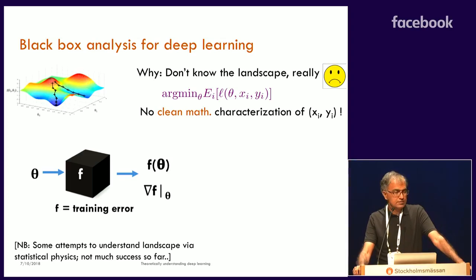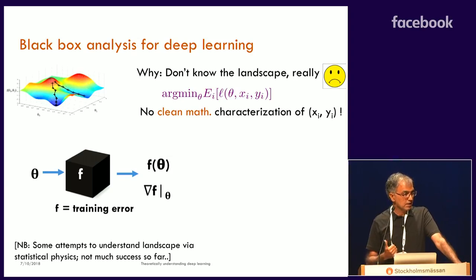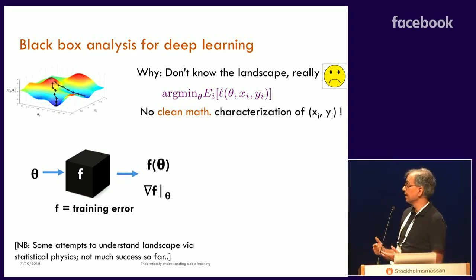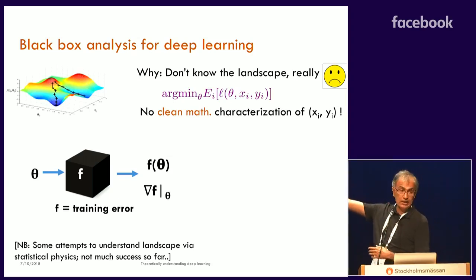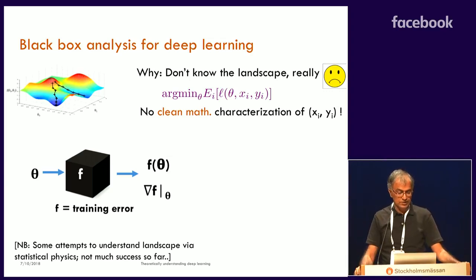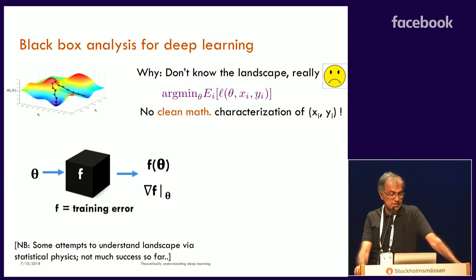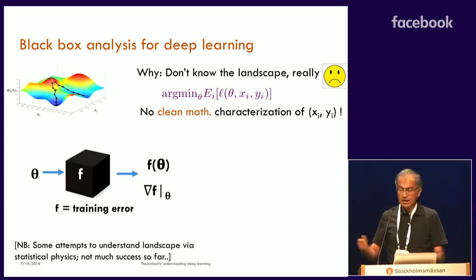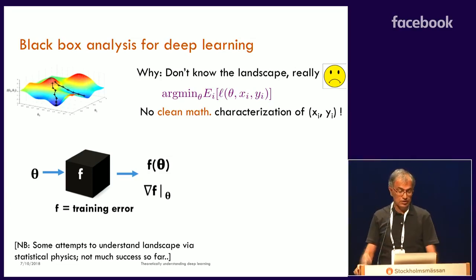So for a full deep net with many layers and so on, that's really the only kind of analysis we know. And so what is this black box, and what do we know about it? Well, we can evaluate this black box, meaning this training error, at any point. So you take any theta and you can evaluate it, you being the computer. Obviously, it has a million terms, so it can be done efficiently. And you can evaluate the gradient. Those are both efficient operations. So that's a black box. You feed it theta and you can get the value or the gradient.